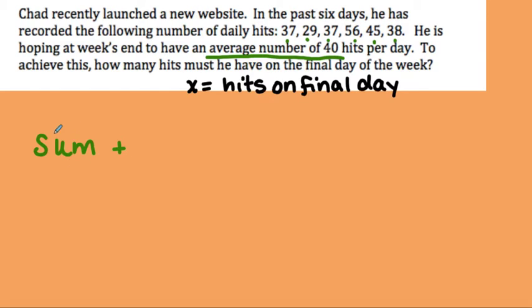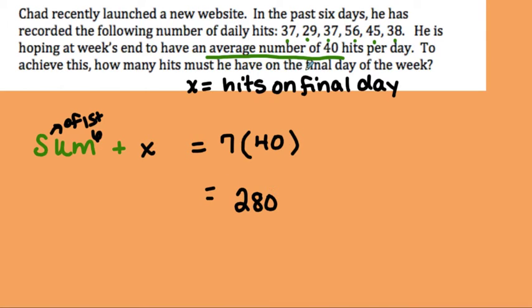That sum of the first 6 plus x has to equal 7 times the average, 7 times 40, which is 280. Okay, so I'm going to add up 37 plus 29 plus 37 plus 56 plus 45 plus 38. And that gave me a sum of 242. I have to add that additional x, and I know that that value has to equal 280.